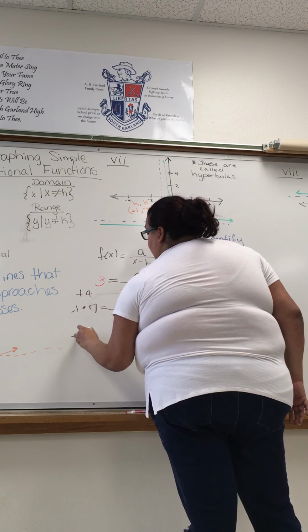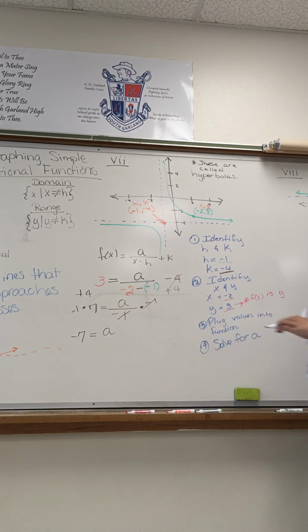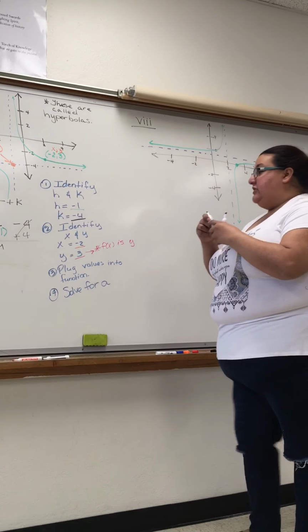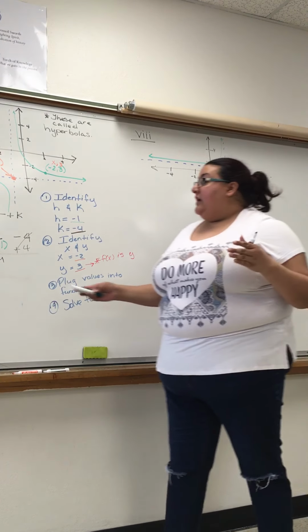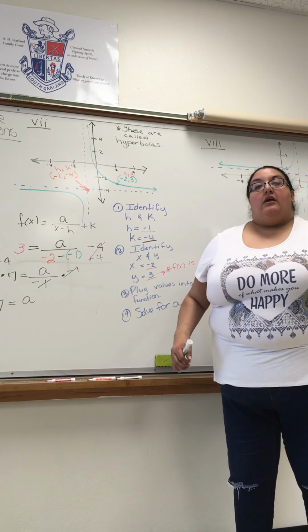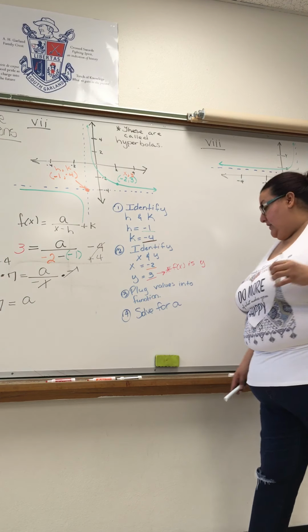Leaving you with -7 equals a. So far, so good. Okay, so the last thing that I want to do now that I solved for a is rewrite the function, including a, h, and k only. You rewrite the function with a, h, and k only.